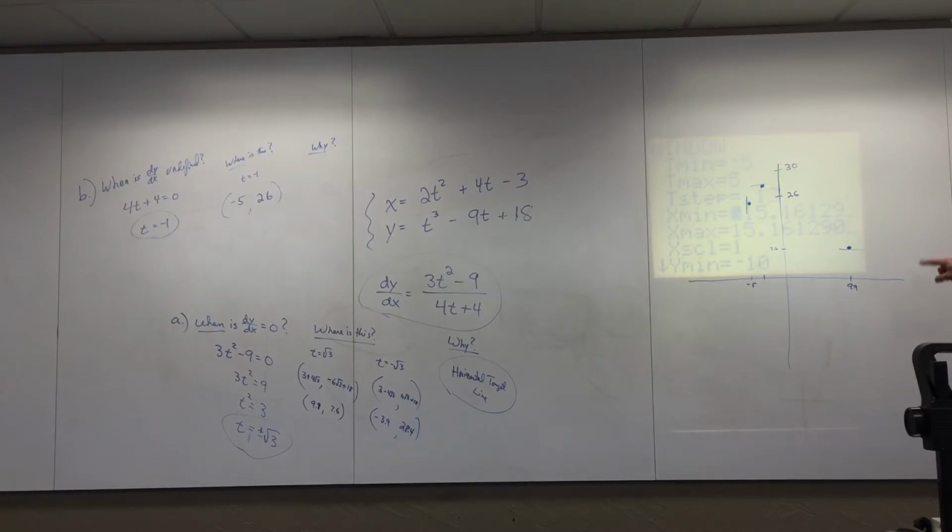Based on those numbers I got on the board, what would be a good x window? I'm going to say negative 15 to 15. And what about a good y window? 0 to 30, she said. I'm going to just say negative 10 to 30, just to give me a little more wiggle room there. You guys with me on these ideas? I'm going to hit graph now, and I might have a pretty good looking graph.